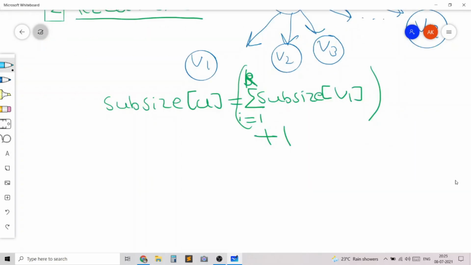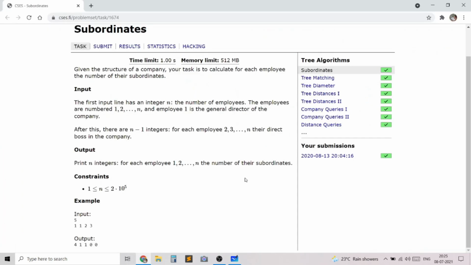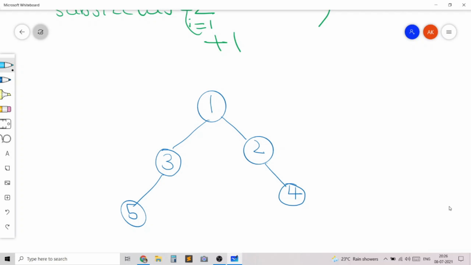And now we know that the final answer will just be the subtree sizes for each of these nodes. For example, if we draw the tree connected to the sample test case given over here, we see that the number of subordinates or the subtree size for 5 is 1. The subtree size for 4 is 1 because they are the leaf nodes. Then the subtree size for 3 is 2, which is 1 plus the subtree size for 5. And similarly, the subtree sizes for 2 and 1 are 2 and 5 respectively.